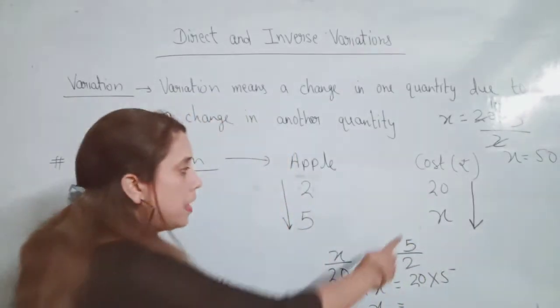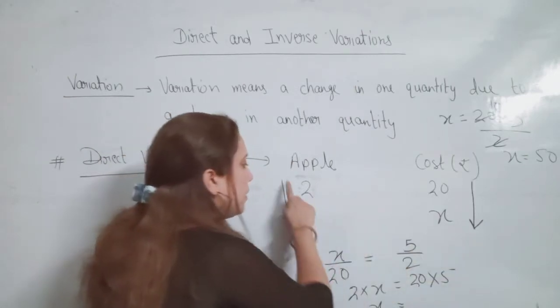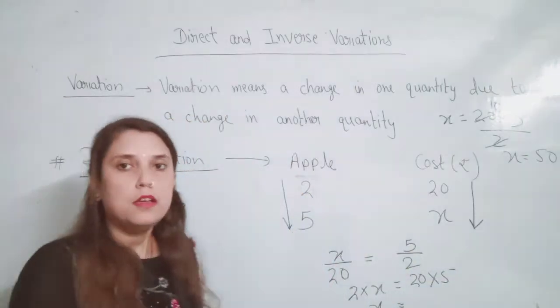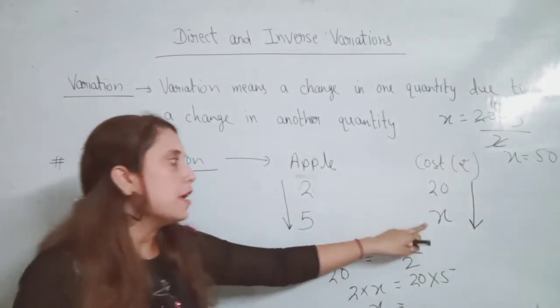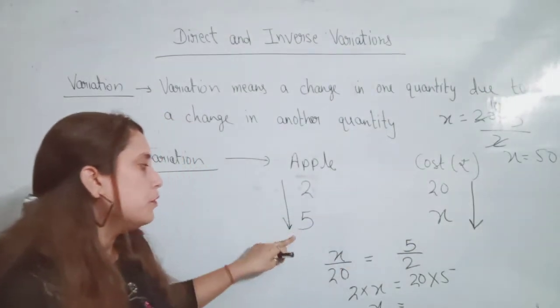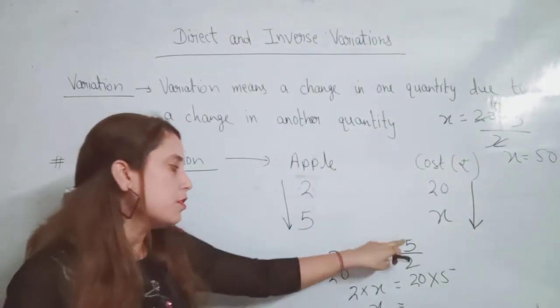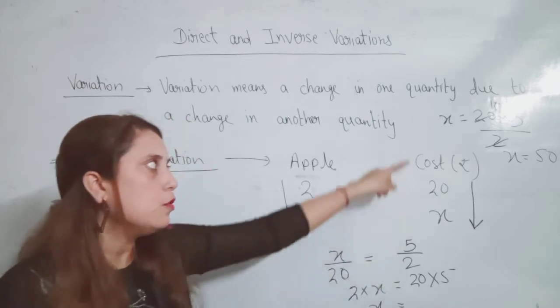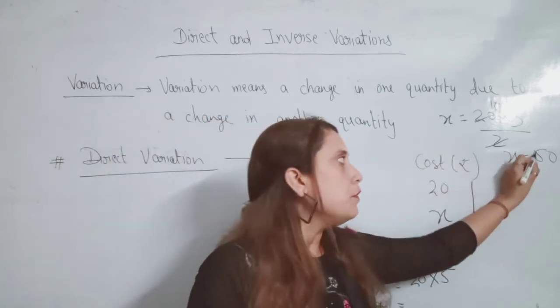Then the direction of arrow will be on the x side. Here the direction of arrow will be on number 5. Then x upon 20 is equal to 5 upon 2. Then do the cross multiplication. You will get the value of x, rupees 50.